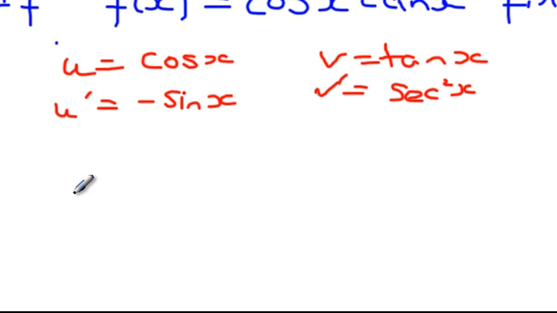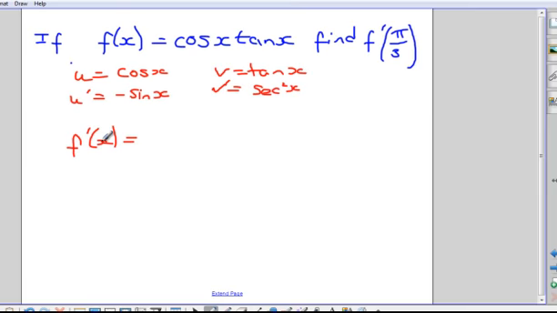So now when I find f dashed of x, using the product rule, I'm going to get this one multiplied by this, add this one multiplied by this. So I'm going to get cos x sec squared x, add minus sine x tan x. Okay, just combining those two together.